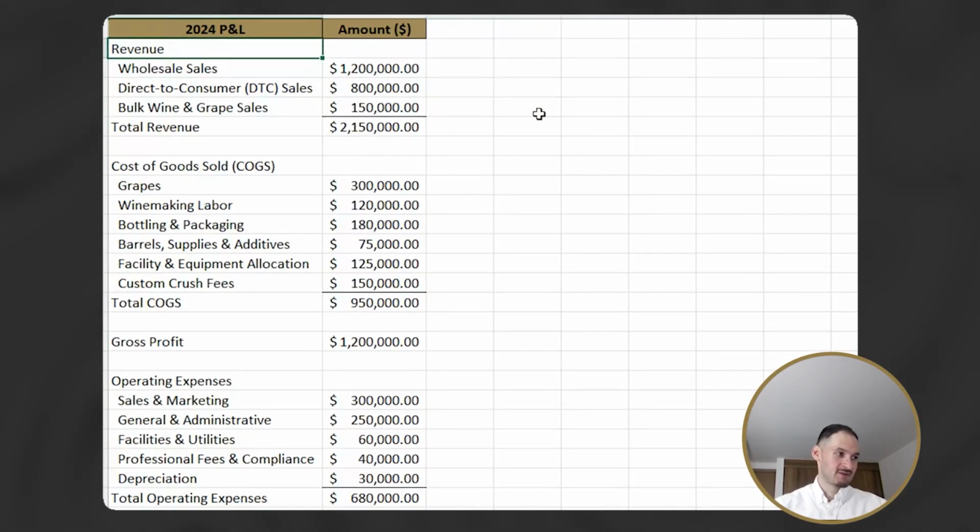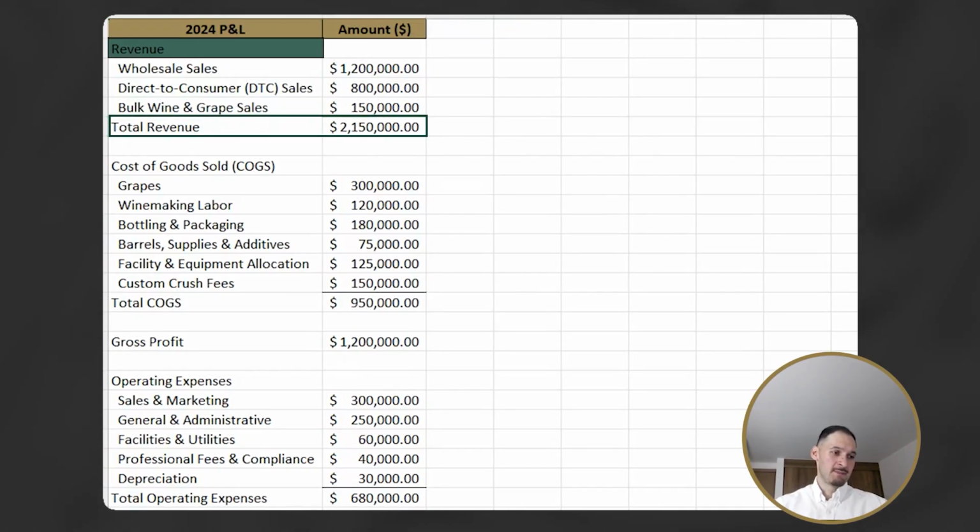So this is a fictitious winery P&L, but it's a pretty standard P&L. At the top, we have revenue. For wineries, it's usually not one number. You'll want to break it out by channel. So here we have wholesale, DTC, and then bulk and grape sales. The total revenue is 2.15 million. We separate them because each sales channel has very different margins. Wholesale might have lower margins but higher volume, while DTC, like your tasting room, wine club, and online, usually brings in higher profitability.